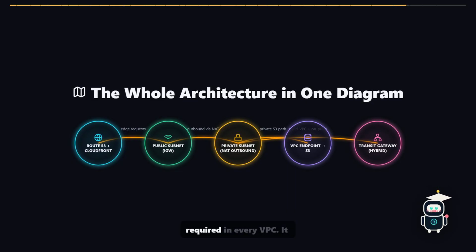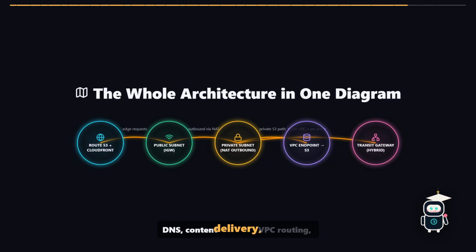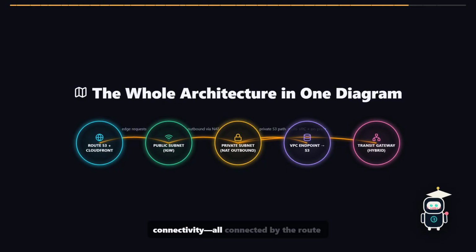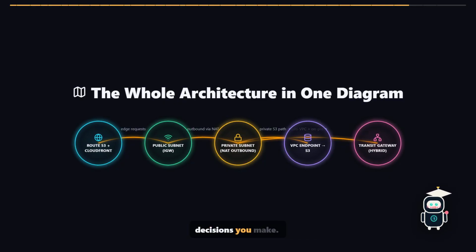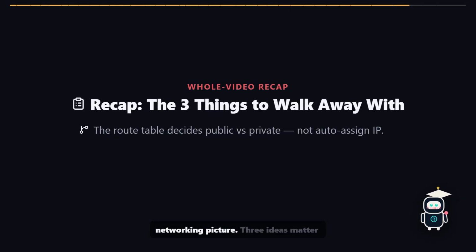It is not required in every VPC. It is the central routing module for larger cloud and hybrid designs. That is the whole architecture: DNS, content delivery, VPC routing, private service access, and hybrid connectivity, all connected by the route decisions you make. That is the cloud practitioner network in picture.